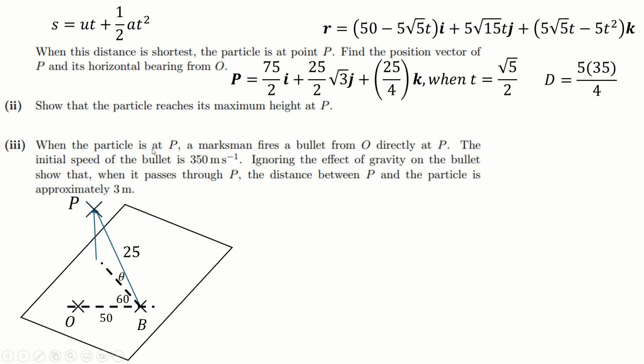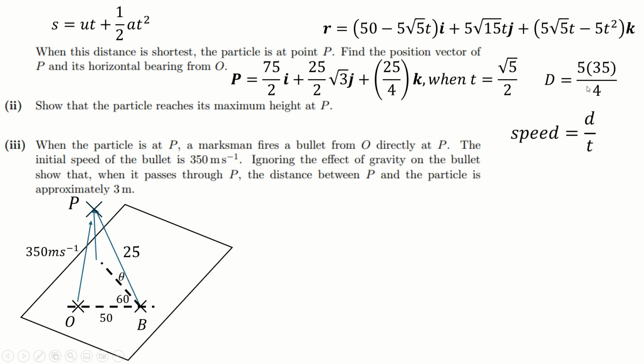And lastly, when the particle is at P, let's just pretend P is here, someone fires a bullet directly at it, traveling very fast. Ignoring the effect of gravity on the bullet, which is going to be very helpful, when it passes through P, show the distance between P and the bullet is roughly 3. So what we need to say here is, okay, firstly, how long will it take the bullet to reach the point it was aiming for, P? Well, we already worked out, because I said it would be helpful for this last bit, that the distance of P away from the origin is this.